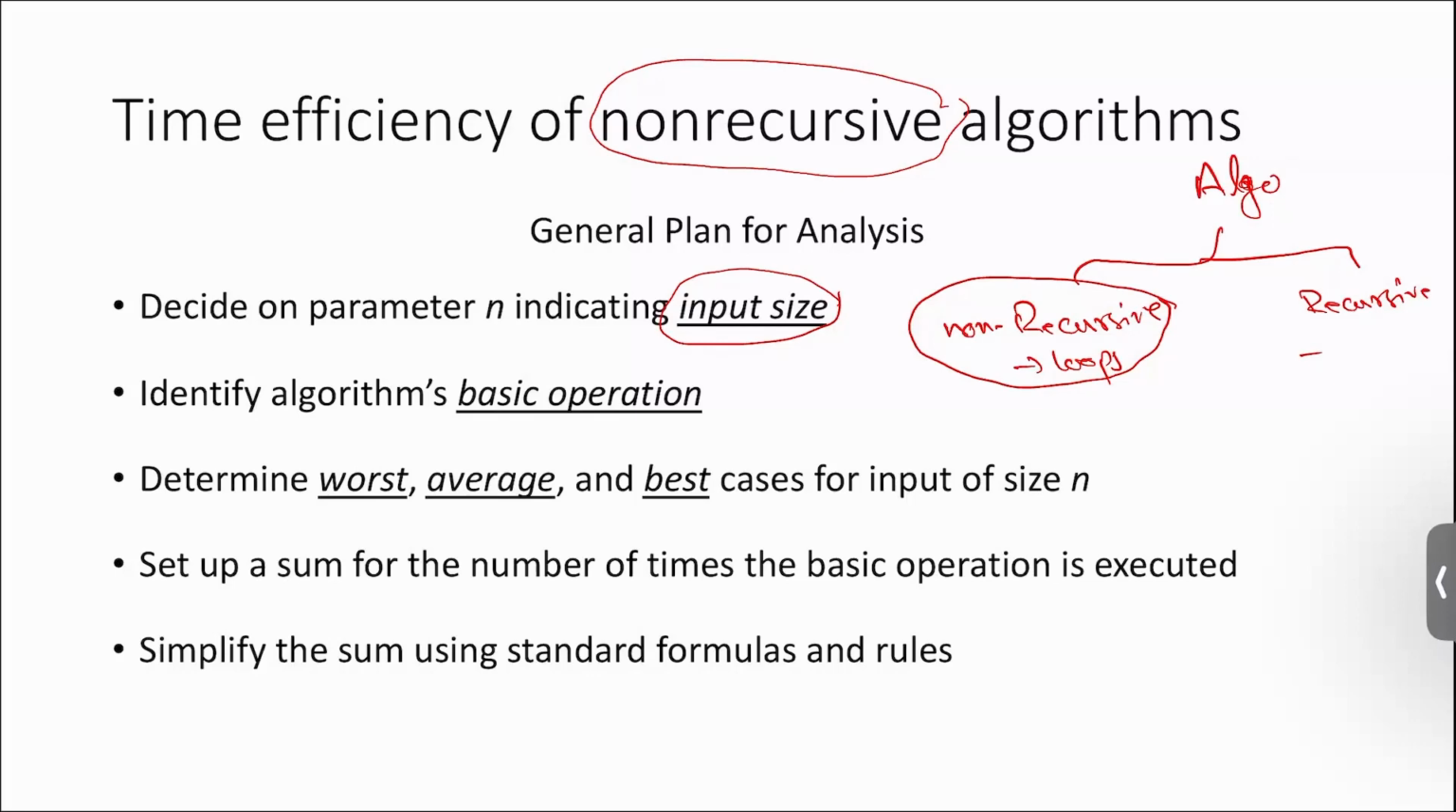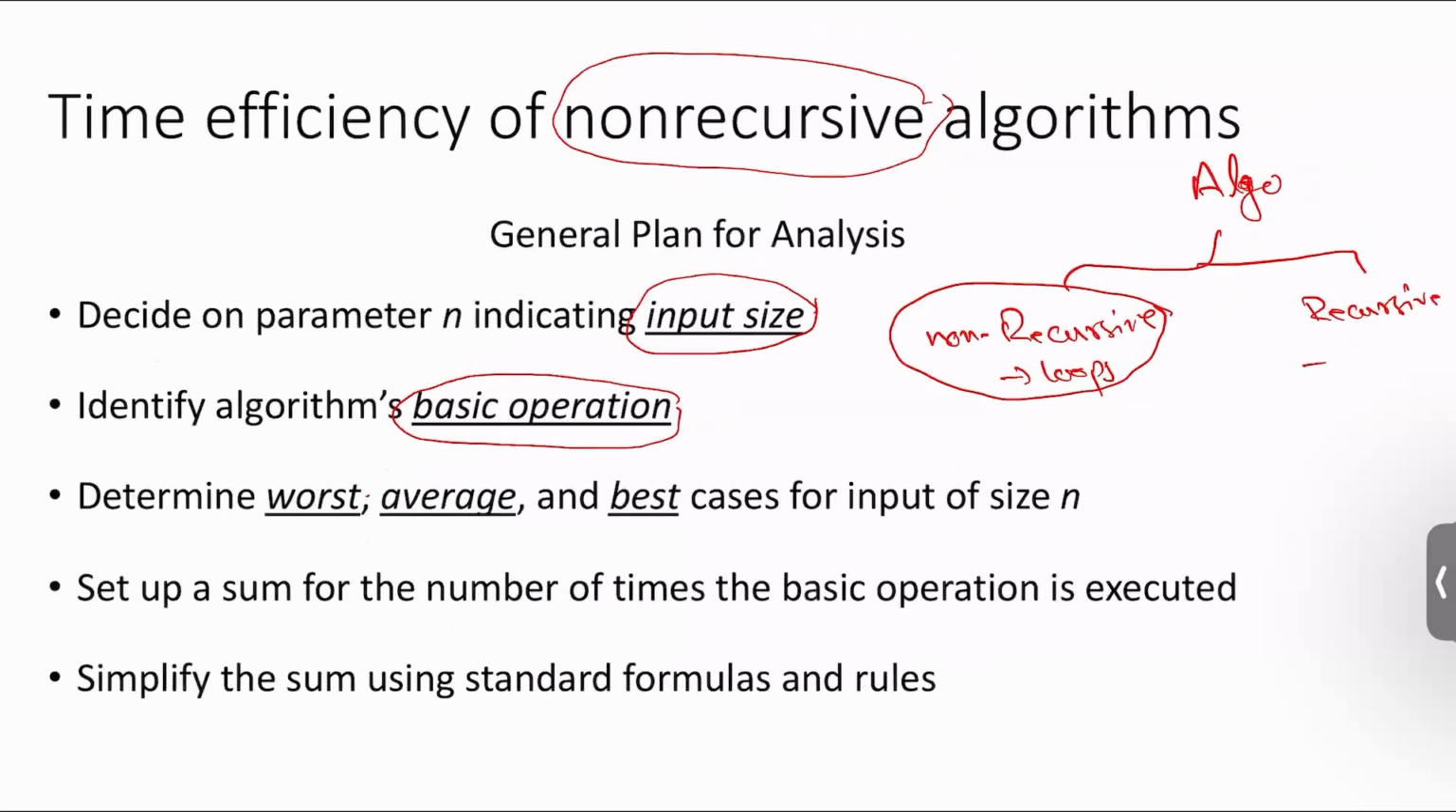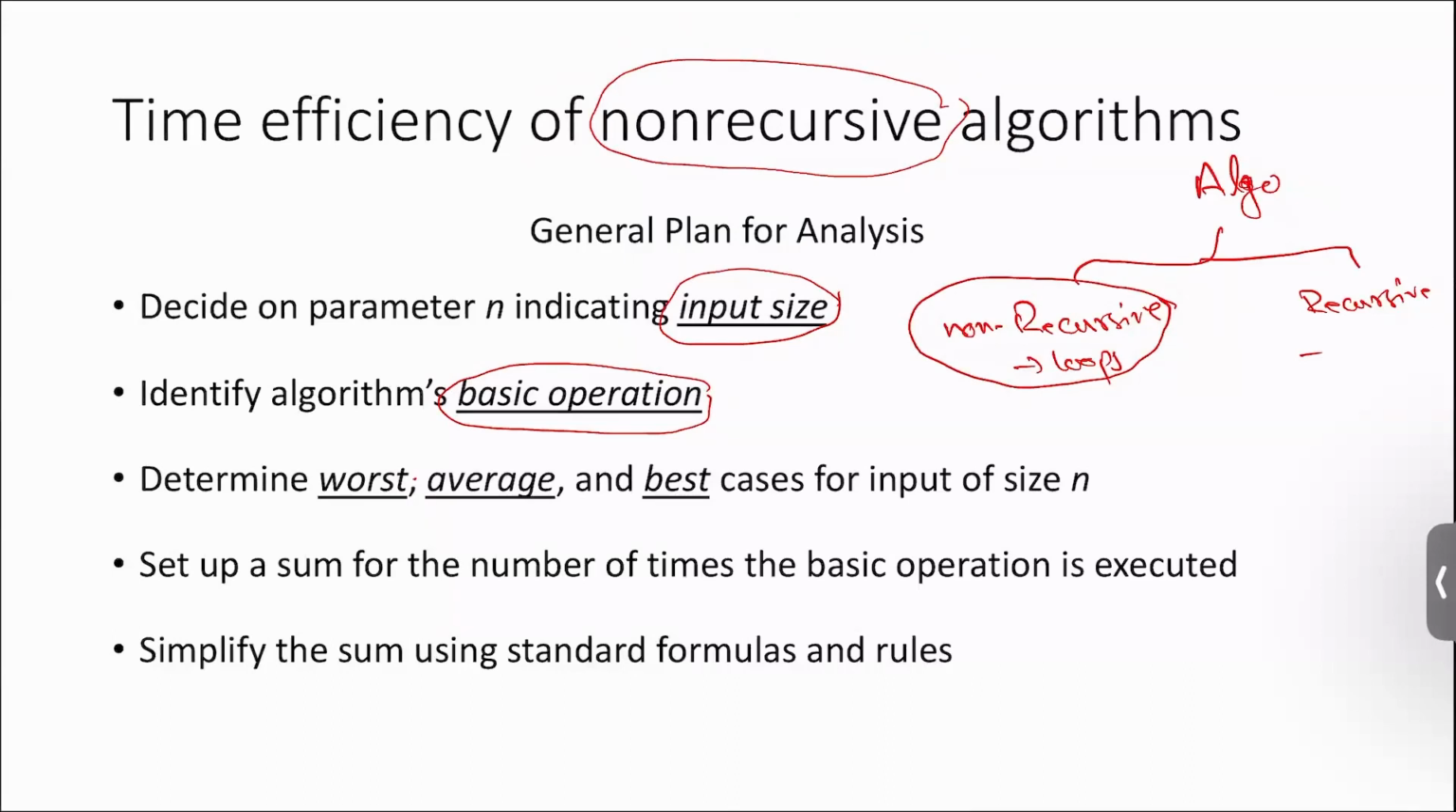The next thing that we have to identify is the basic operation. What is the basic operation being performed in this algorithm? And as I said, it is the operation in the innermost loop. And then we shall determine the worst case, average case, and the best case of these algorithms. Most of the time, we shall only discuss the worst case in our classes. And then this is the important step: we will set up the sum equation. The sum equation is important because we need to count how many times this basic operation is being computed, and the mathematical way of counting something is to formulate a sum equation.